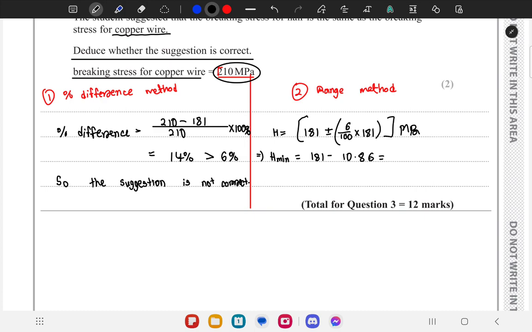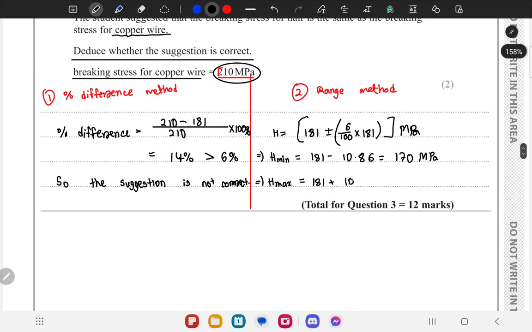So the minimum value would be 181 minus 10.86, which is about 170 megapascals, and h max is 181 plus 10.86. This is 192 megapascal.